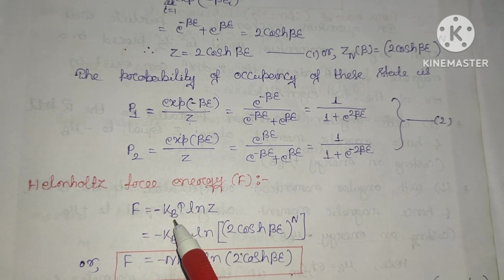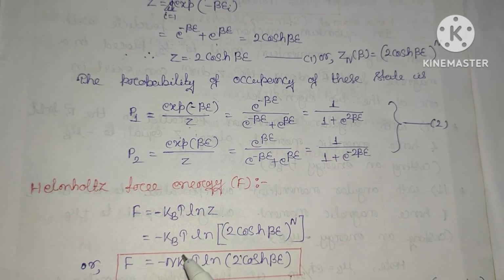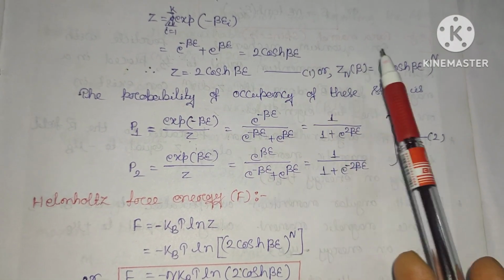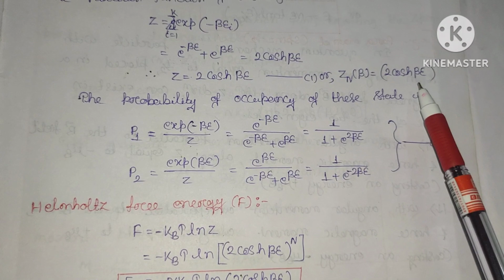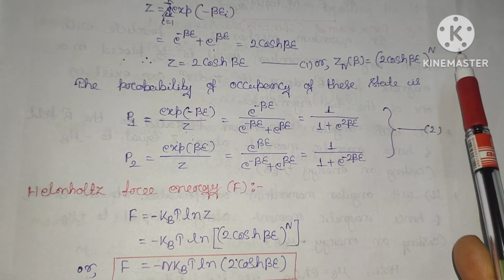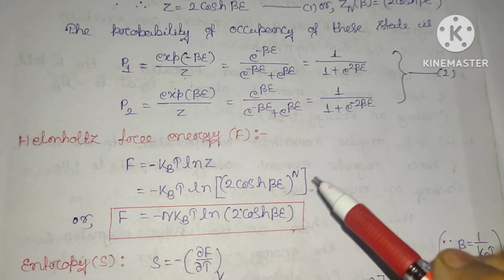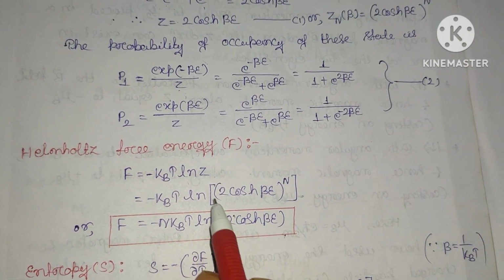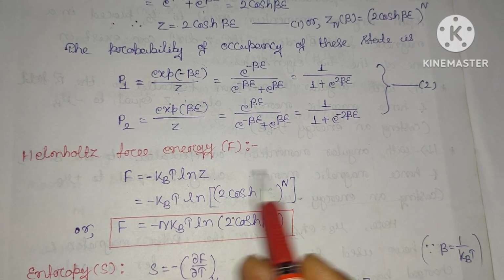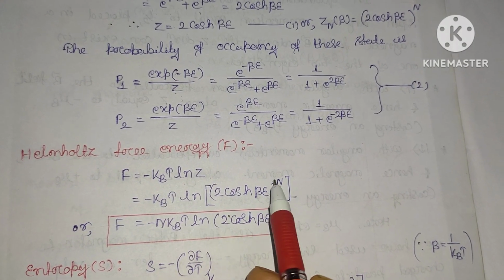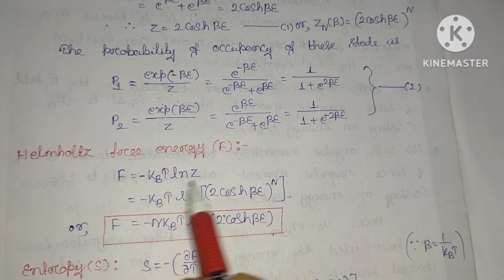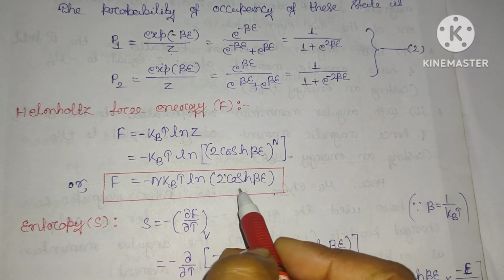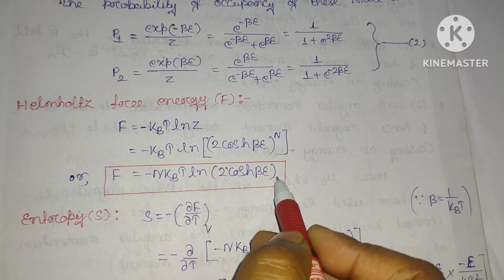The Helmholtz free energy we know is minus kT ln Z. In place of log Z we have substituted, for n number of particles, 2 cos h beta epsilon power n. This is the total number of particles n. So F will now become, using the log a power b, or b log a, by taking the power n outside, minus nkT log 2 cos hyperbolic beta epsilon.